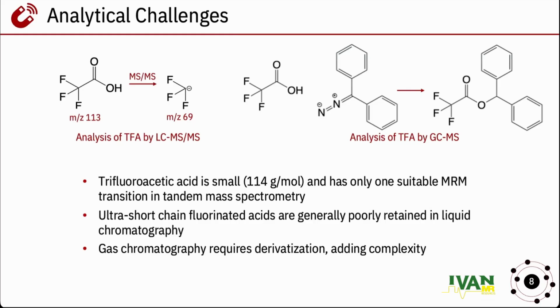One is that if you're doing liquid chromatography mass spectrometry, there's only one good fragmentation pattern, and it's a really low molecular weight ion that can often get lost in the spectrometer noise. They're also quite difficult to retain in reverse phase chemistry, although there are a number of advances being made recently. A lot of people have tried using GCMS as well, and it does work well, but because it's such an acidic polar compound, you need to derivatize it first into something more volatile. And that in itself adds a complex analytical step that you then have to validate for your method. So it adds complexity that we don't really want.